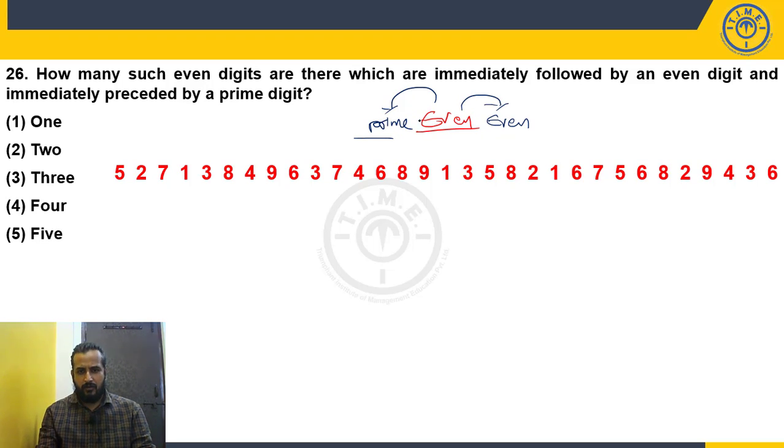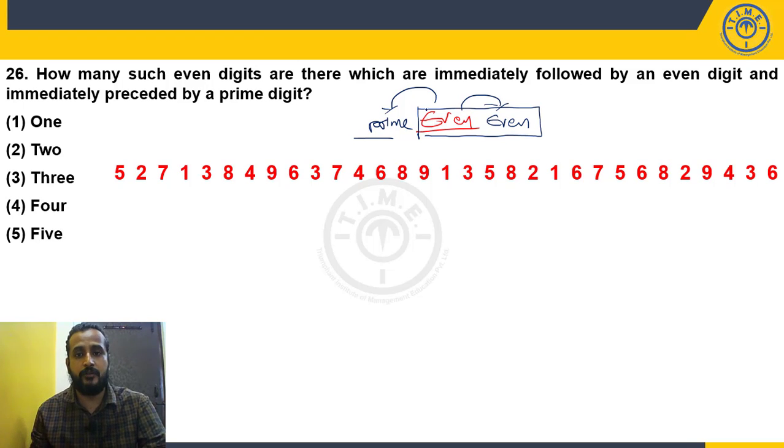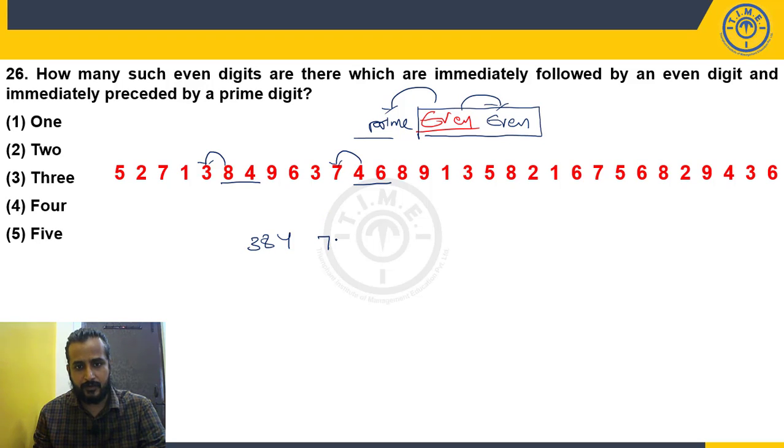Fine. So to complete it in less time, you need to focus on the two even digits consecutively. Let's check where we have two even digits consecutively. 5271384, here two even digits. Preceded by a prime? Yes. So 384. Next, two more even digits consecutively. 3849637446. Preceded by a prime digit? Yes. 746. Now 68, two consecutive. Preceded by a prime digit?